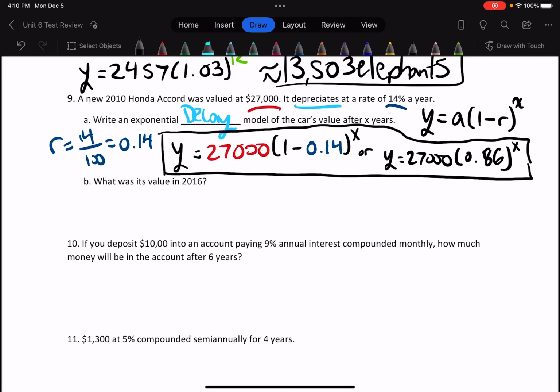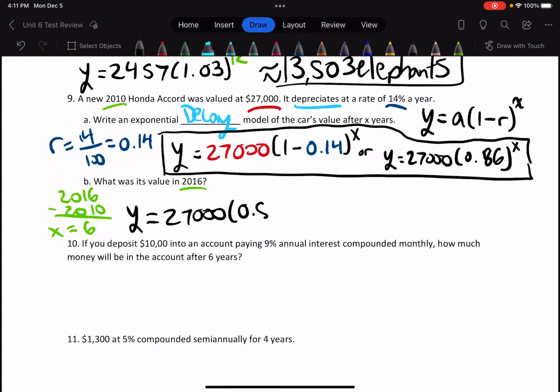The next question says, what's the value in the year 2016? Am I going to put 2016 as my exponent value? No. I originally knew that it was a 2010 Honda Accord, and now we're in the year 2016. So to find the amount of years that have passed between there, I can say 2016 minus 2010. That gives me an x value of 6 years. So in my formula, I can say y equals 27,000 multiplied by 0.86 to the 6th power.